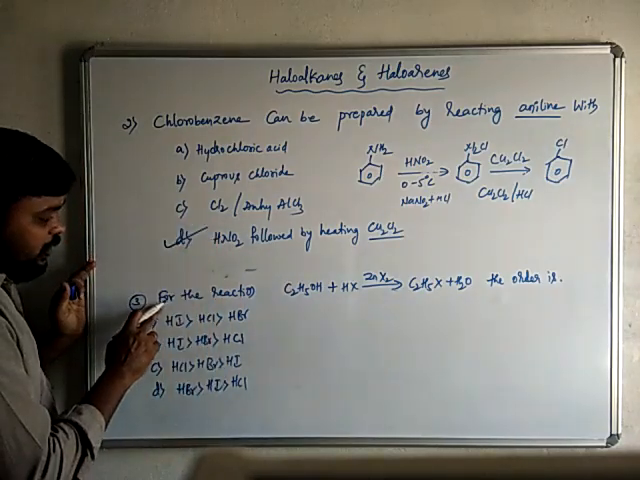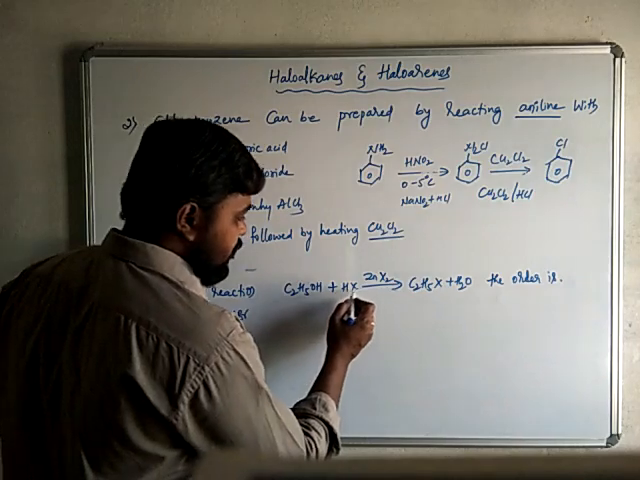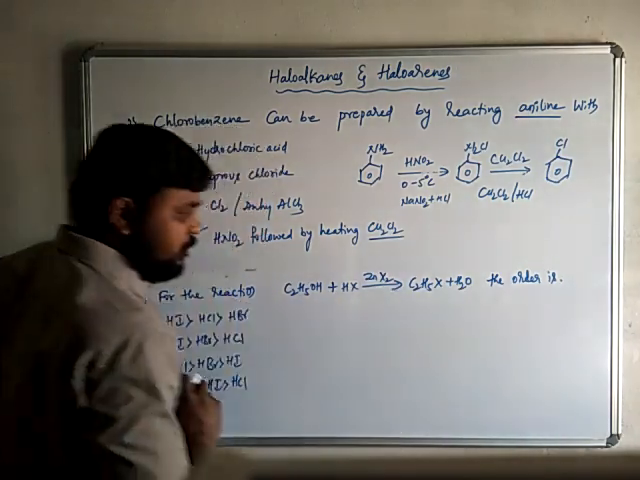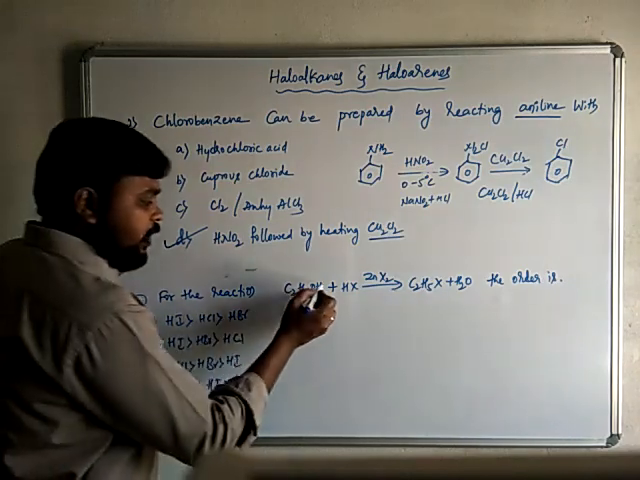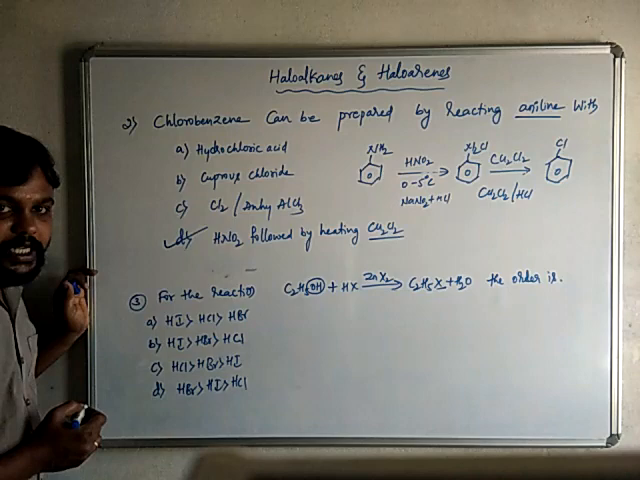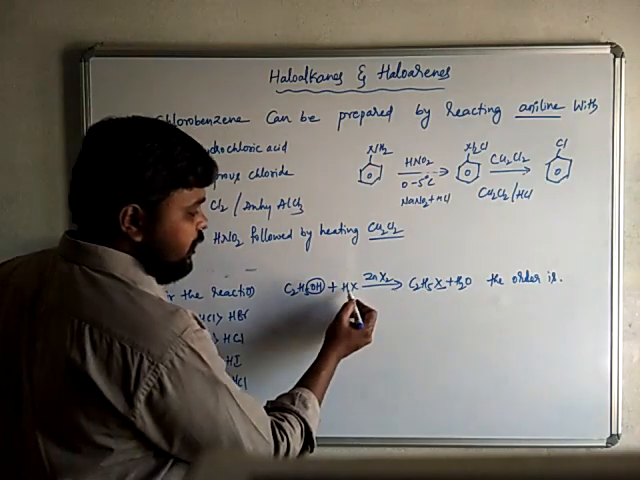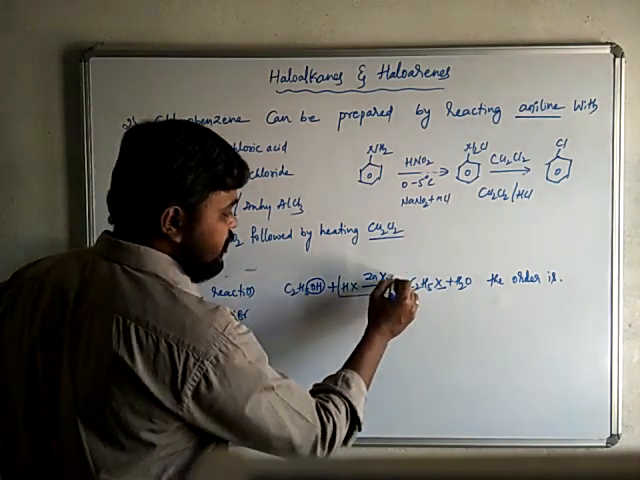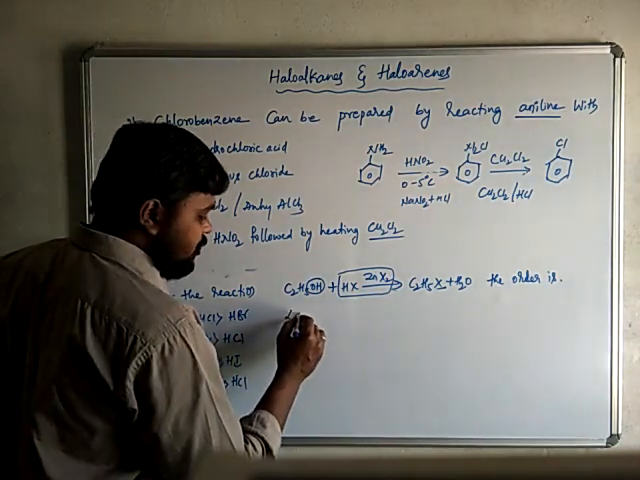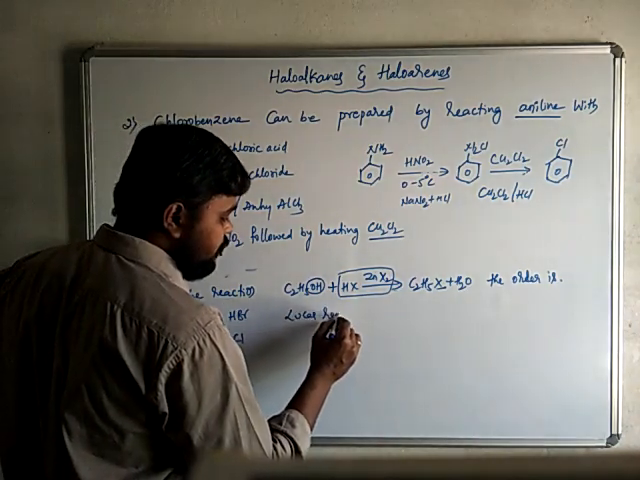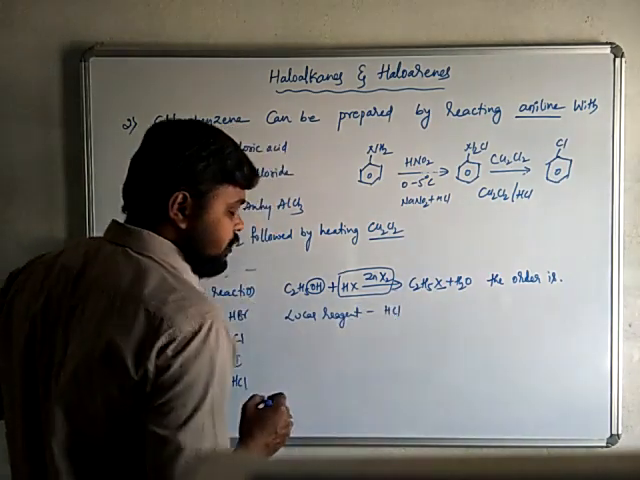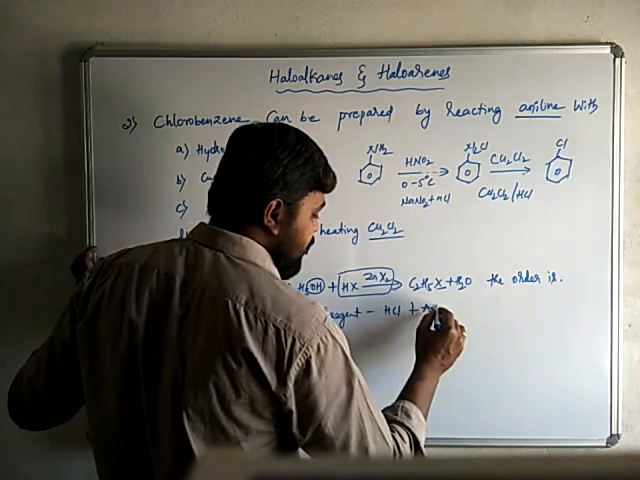So our next question is, for the reaction C2H5OH plus HX in the presence of zinc halide, it gives C2H5X plus water. Just see here, the OH of the alcohol is replaced by halogen, so it's a nucleophilic substitution reaction. Generally it is called Lucas reagent. Lucas reagent is a mixture of anhydrous zinc chloride and concentrated HCl.